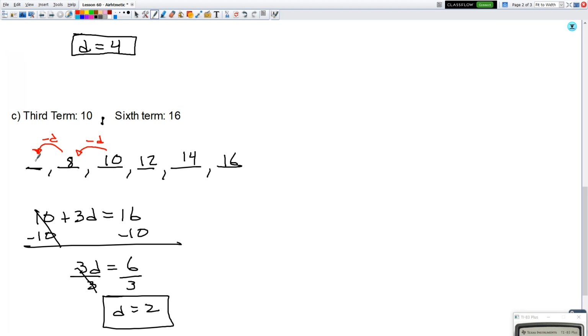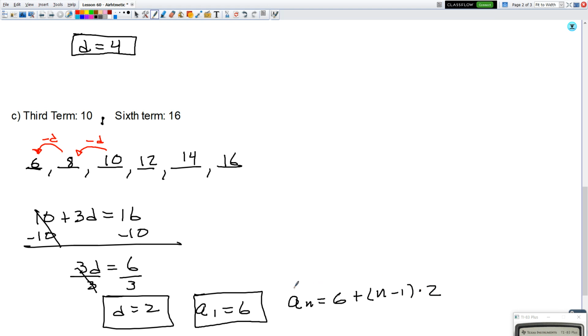And the one that came before that is 6, which means that the first term has a value of 6. We know the common difference, we know the first term, so we can actually write down the explicit formula now, which is an equals the first term, which we know is 6, plus n minus 1 times the difference, which we know has a value of 2.